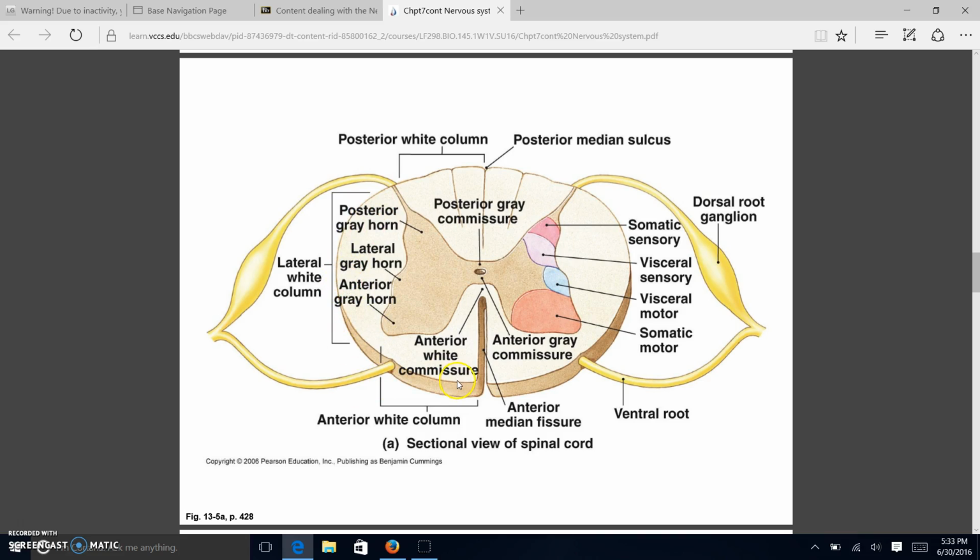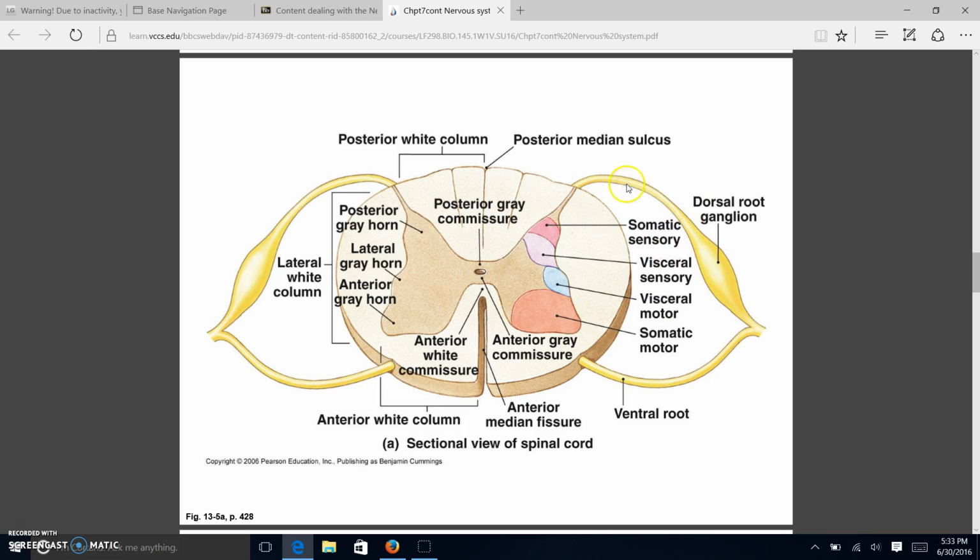I've got the posterior white column out through here, and another lateral white column out through here. But what I want you to pay attention to right now is this information right here. Notice I've got the terms somatic sensory, visceral sensory, and then visceral motor, somatic motor. So first of all, we know that there's a difference in sensory and motor.